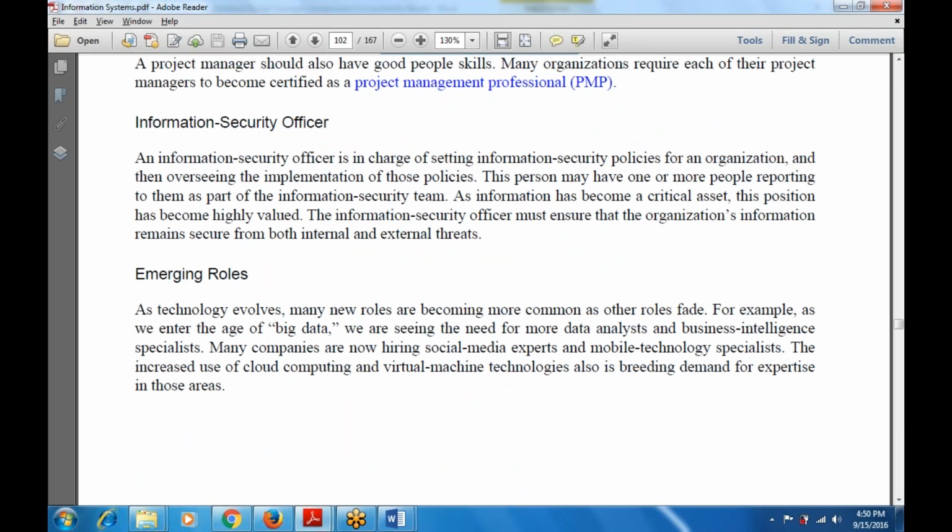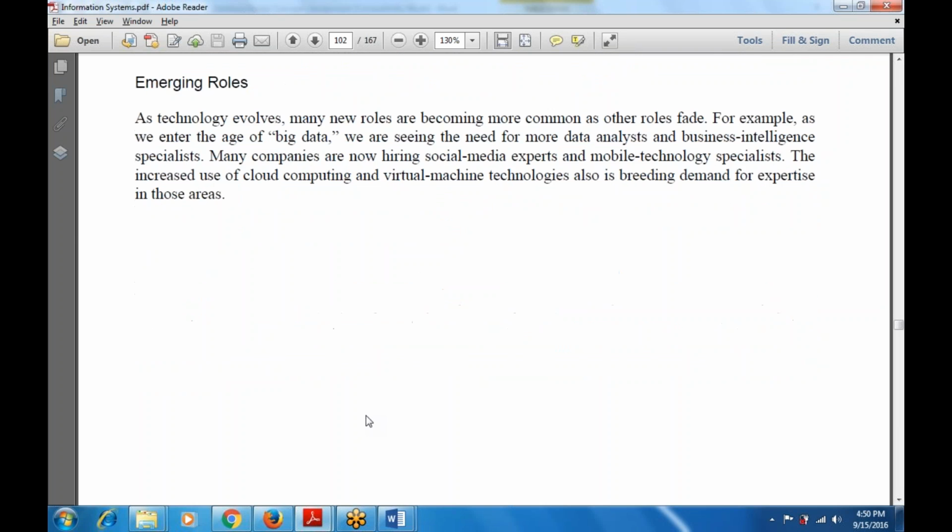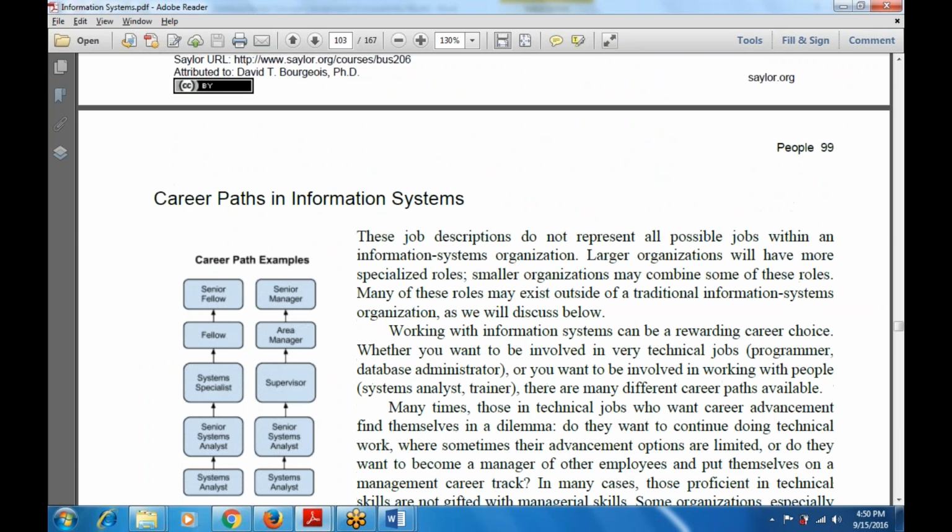Then emerging roles. As technology evolves, many new roles are becoming more important than other roles. For example, when we enter the age of big data, we are seeing the need for more analysts and business intelligence specialists. Many companies are now hiring social media experts and mobile technology specialists, and the increased use of cloud computing also requires expertise in those areas. Then the next one is a career path in information systems.